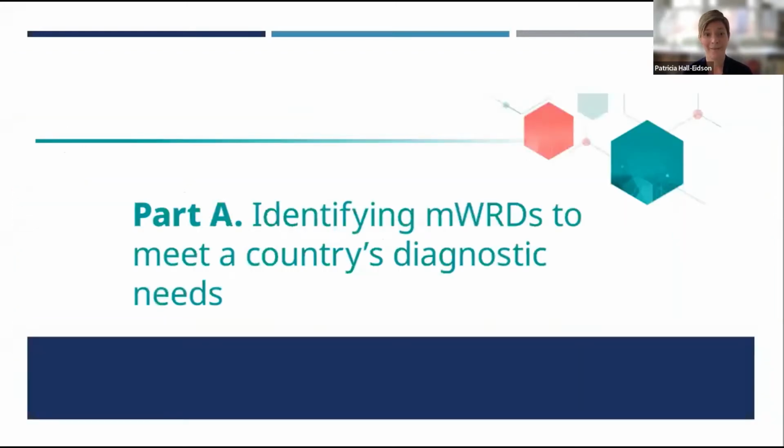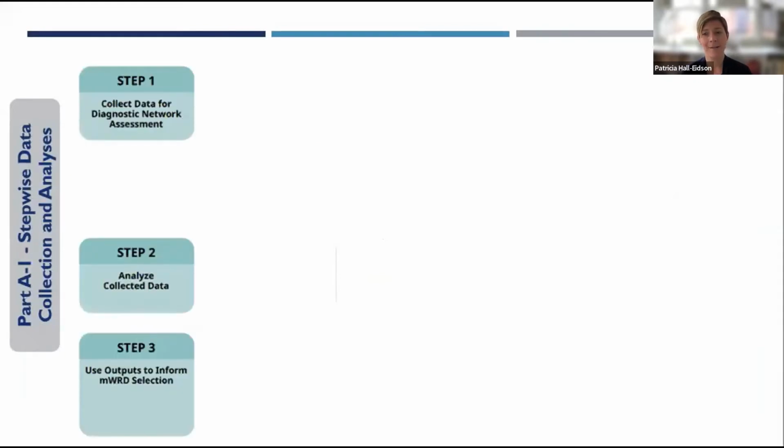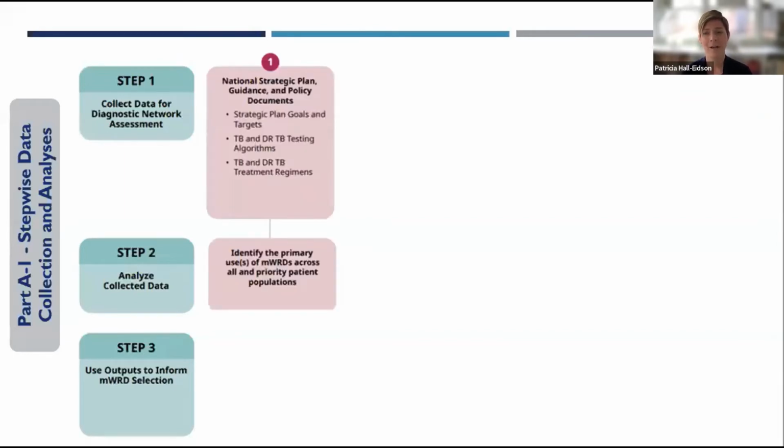So now let's look at the meat of the manual, the stepwise process that is outlined for mWRD selection, and this is outlined in Part A. First is the data collection and analysis process, where data is needed to understand the clinical and testing context for each user setting. Then the data collected may be analyzed, as shown in step 2 here, and the outputs used to inform mWRD selection, which is the final step, or step 3. The first type of data collected are the national strategic priorities and policies highlighted here, which can be used to identify the primary uses of the tests across all patients, as well as for key and vulnerable persons, which is that second 90, right? So that's important to include.